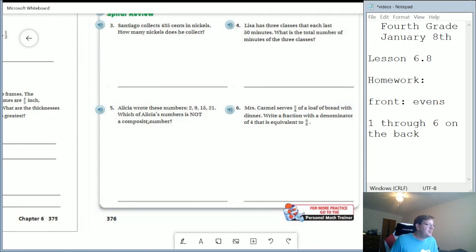Number 5, which one of these numbers is not a composite number? So to be not a composite number, that means we have a prime number. And a prime number is a number that can only be divided by 1 and the number itself. Number 6, we want an equivalent fraction with parts over 4. So it looks like we're actually going to reduce this fraction. So figure out what type of problem we would do to get from 8 down to 4, and what number we would use in that problem to get from 8 to 4, and then we do the same thing to the top. So those are the problems for today.